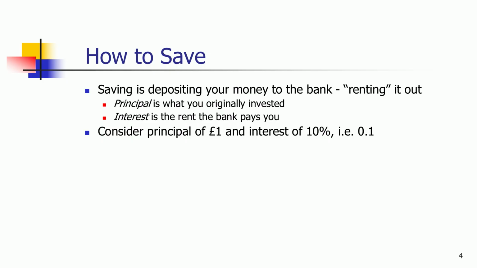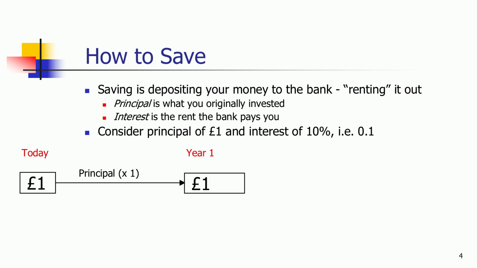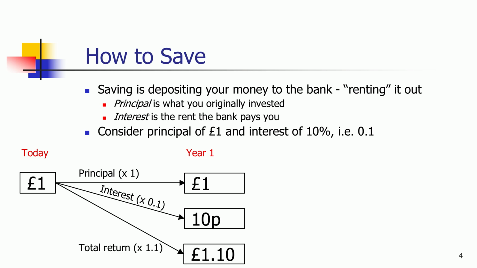So let's look at this with some numbers. How is the interest typically given? That's defined as a percentage of the principal. So if I am lending £1 and the interest rate is 10% or 0.1, what am I getting back after 1 year? Well, today I've lent £1. I always get my principal back, just like I lend my house, I get my house back. But I also get the rental payment on that £1. That is my interest. 10% of £1 is 10 pence. So at the end of a year, I get principal and interest. My total return is £1.10.